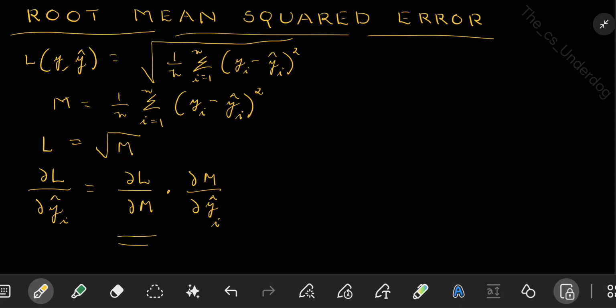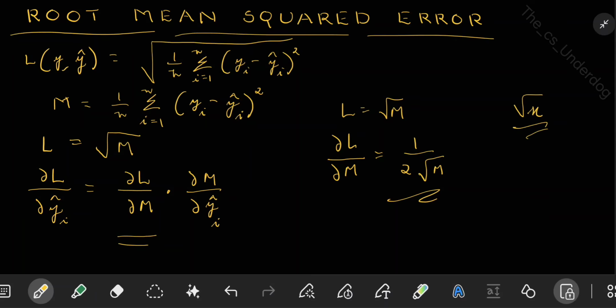Here what is this term, del L by del m? Here L is equal to root m. Because L is equal to root m, del L by del m will be equal to 1 by 2 root m. How is this 1 by 2 root m? Because if you just have root x as the term and you differentiate root x, you get 1 by 2 root x. The same reason here, root m, so del L by del m is equal to 1 by 2 root m. What about the next term? Del m by del yi cap.